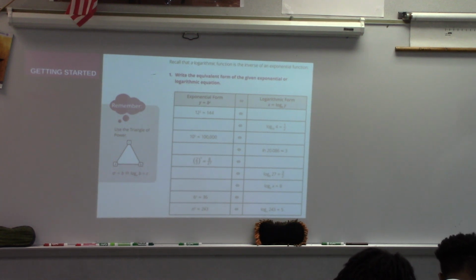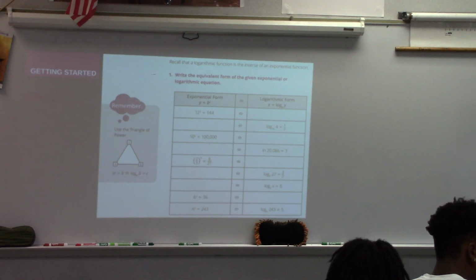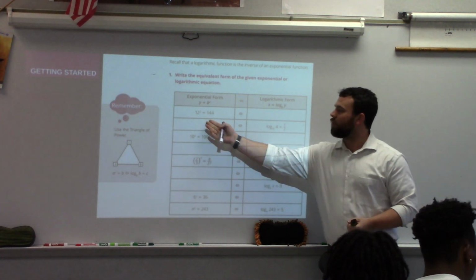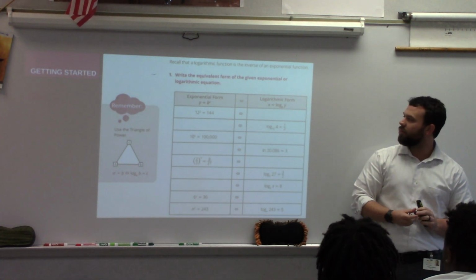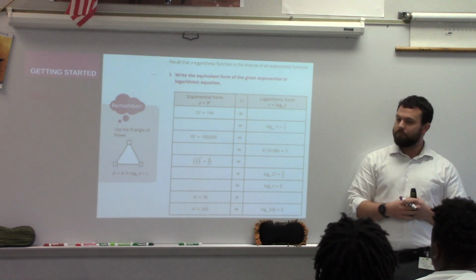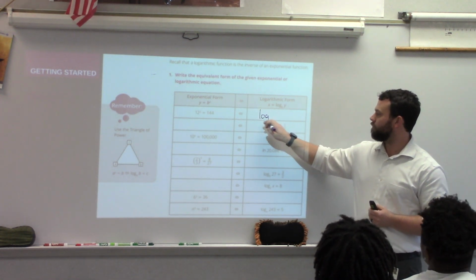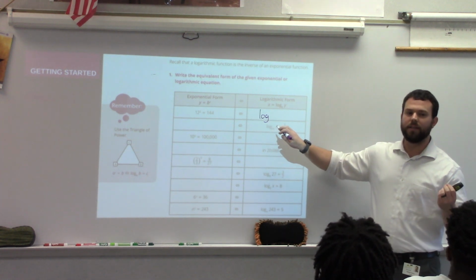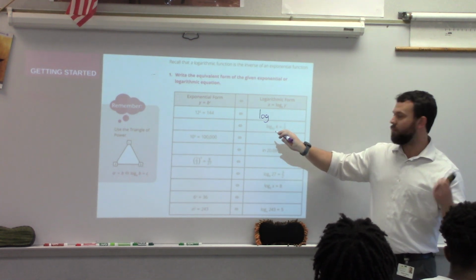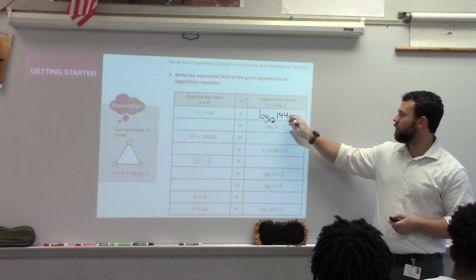This is great. Okay. So write the equivalent form of the given exponential or logarithmic equation. And so this is to, one, help us build an understanding of how exponentials and logarithms work. So if 12 squared is equal to 144, what would be the logarithmic version of that? It's log base 12, because 12 is the base. Log base 12 of 144 equals 2.